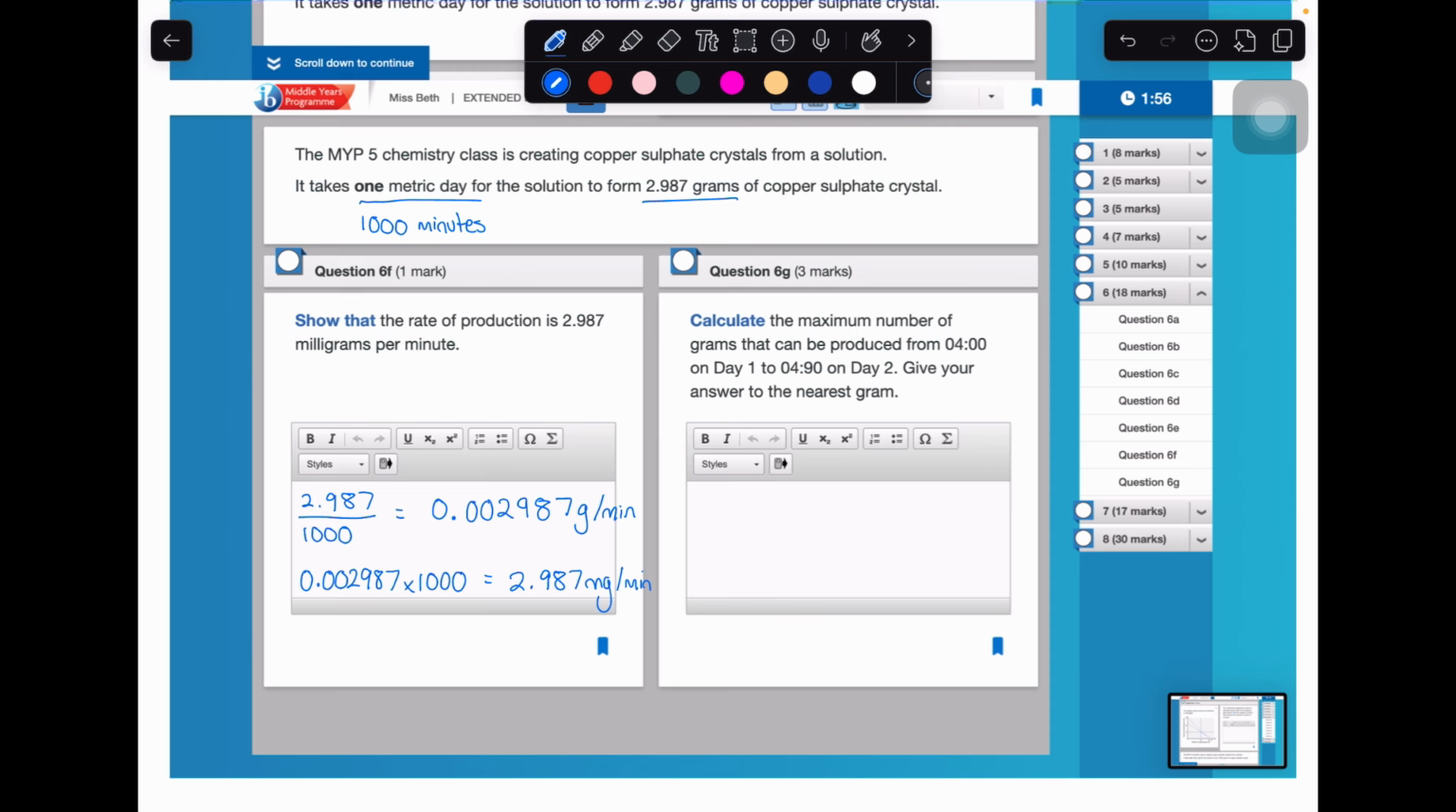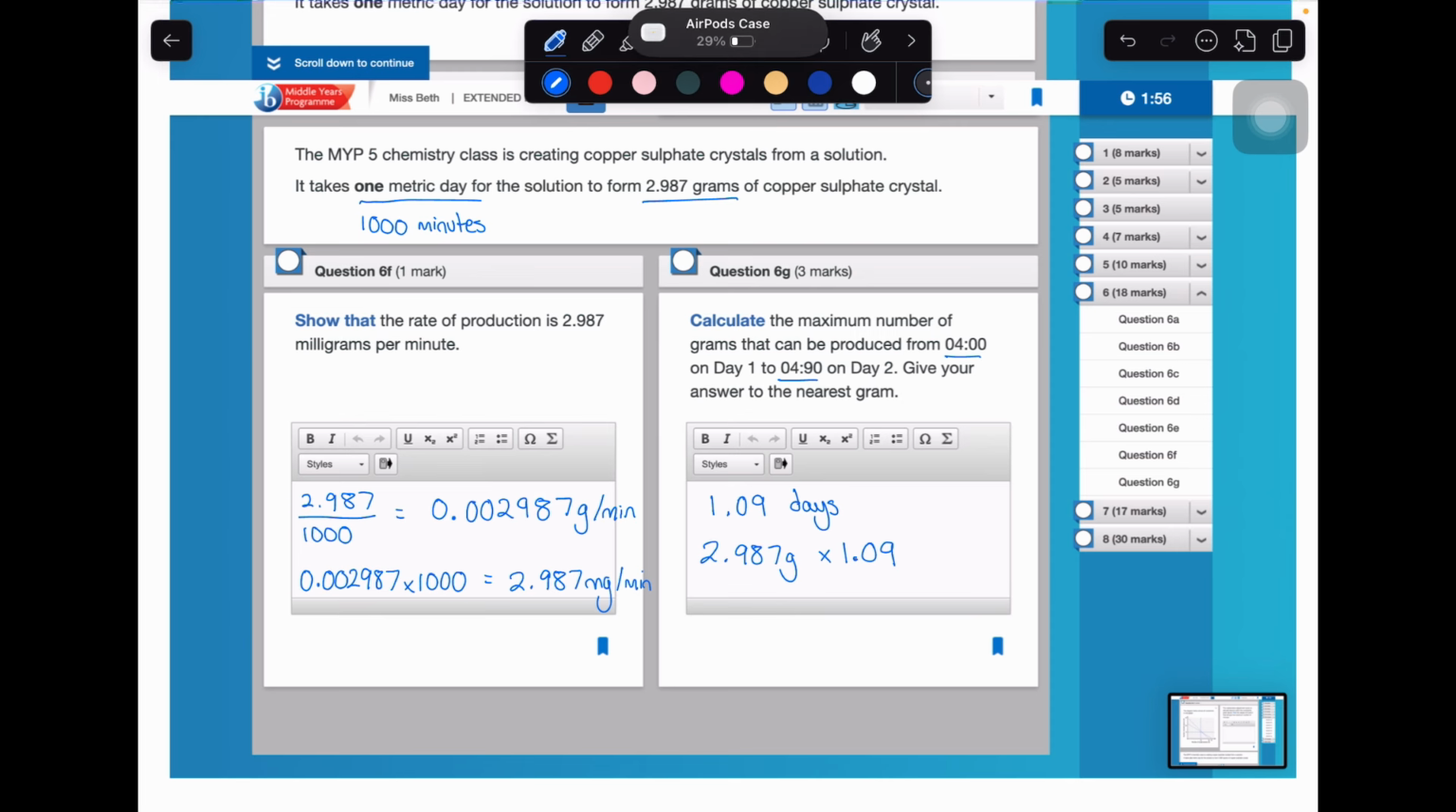Calculate the maximum number of grams that can be produced from 4 o'clock on day 1 to 490 on day 2. Give your answer to the nearest gram. You need to recognize here that this works out as 1.09 days in metric time. So then you're just going to multiply your day amount, 2.987 grams multiplied by 1.09.